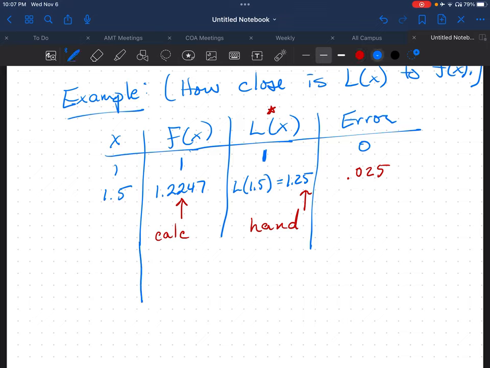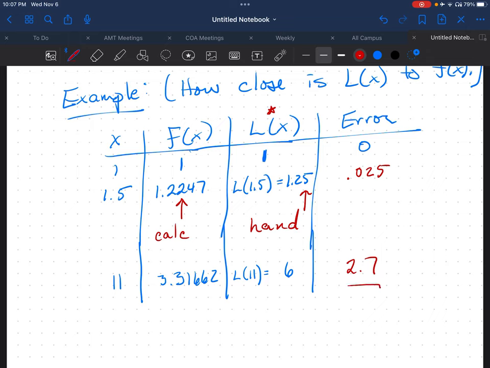Now, as I move away from 1, we expect the approximation to get much, much worse. Let's say I looked at 11. The actual square root of 11 should be something like 3.31662, right? That makes sense because it's between 3 and 4, between the square root of 9 and the square root of 16. And L of 11, if I plug that in, I get 6. So you see over here, the error is closer to 2.7. So it's really a big magnitude, right?